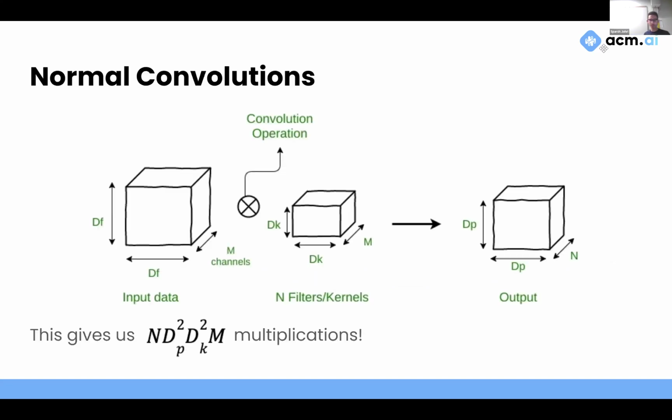With convolutions, normally you're going to have filters running over input data, leading to outputs. Each filter you can think of as one element, and you're going to have m filters running over them, and you run that over the entire data. So it's going to lead to n times D_P squared, which is here, times D_K squared, which is here, times m multiplications. So this is D_K, this is D_P, this is D_F, because we need to have that many outputs to deal with.